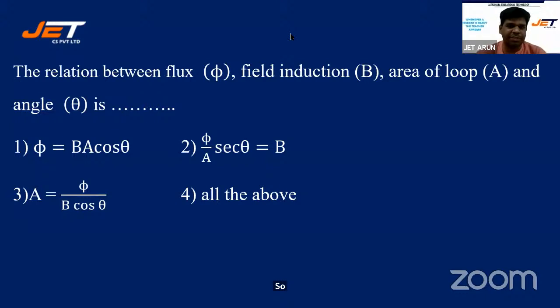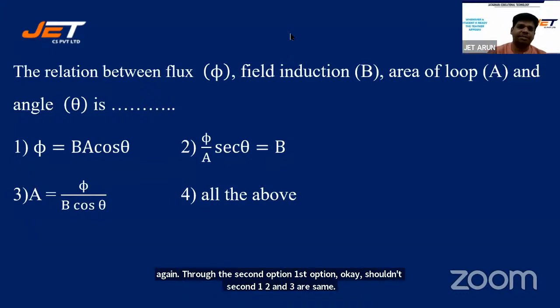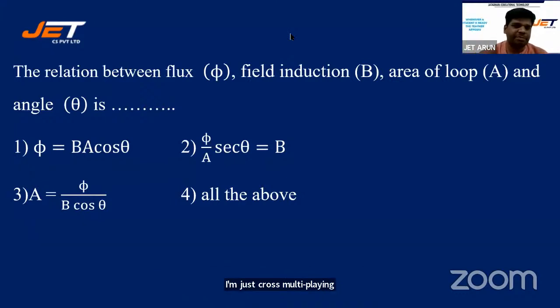Be careful. Just look at the options. They are all the same options. Yes, good. Everyone is right this time again. Students, the first, second and third options are the same. I'm just cross multiplying cos theta from here to there and then writing it as secant theta. Yes, good. Four is correct.